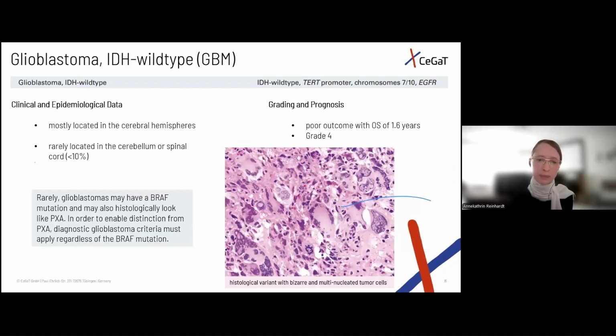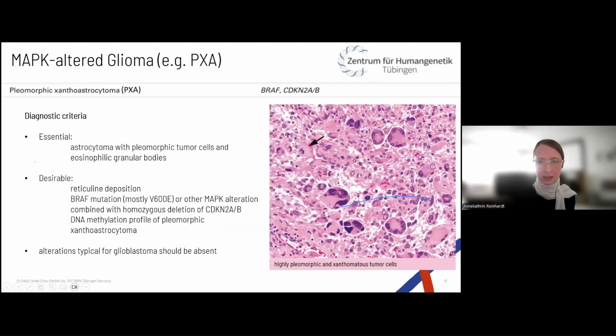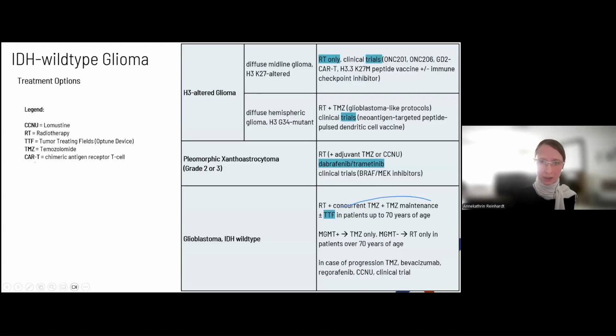And as you know, these tumors are mostly located in the hemispheres of the cerebrum and very rarely in the cerebellum or in the spine. And these patients also have a poor outcome of 1.6 to 2 years overall survival and are graded as grade 4. And when you see the histology here of this giant cell glioblastoma, and we go back to PXA, you see that histologically they look very similar. So that's why only classification by histology is a little bit critical in my opinion.